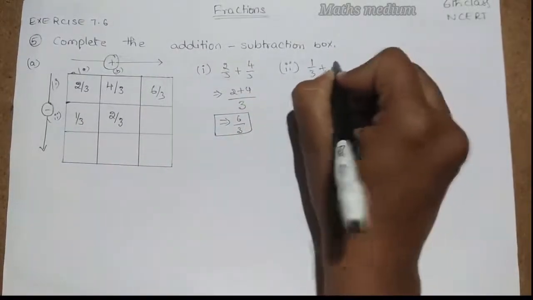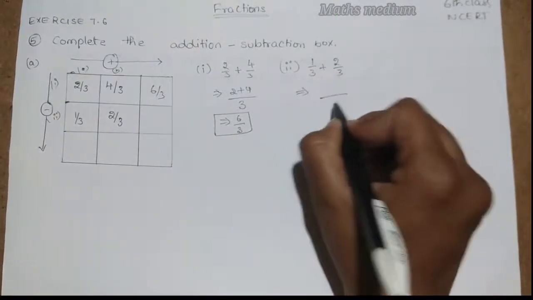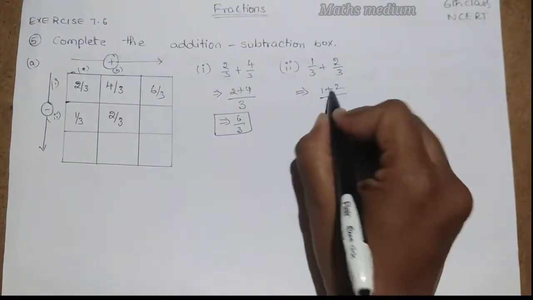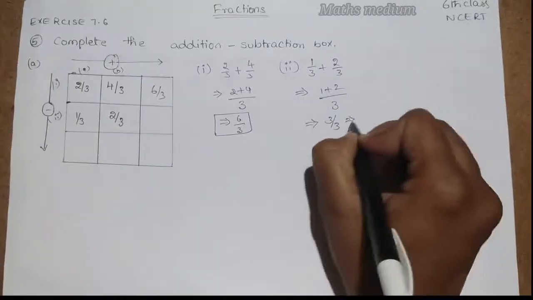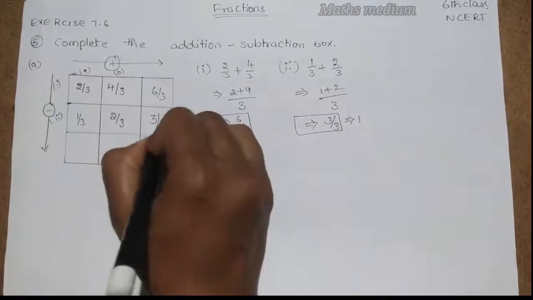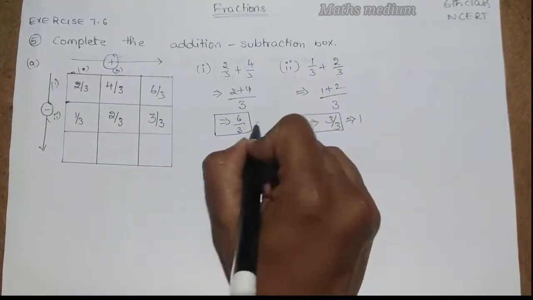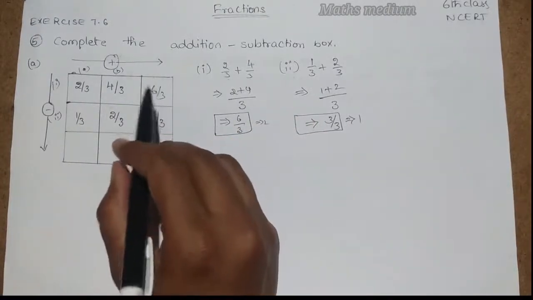Next, coming to the second one. 1 by 3 plus 2 by 3. Here also, like fractions. So, take the denominator as the same. 1 plus 2 equals 3. That is 3 by 3. It means also 1, but I am taking it here as a fraction. So, that's why 3 by 3. Here also we can simplify it, but in order to keep a fraction, I am keeping these fractions like this.